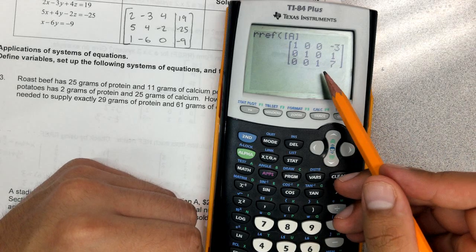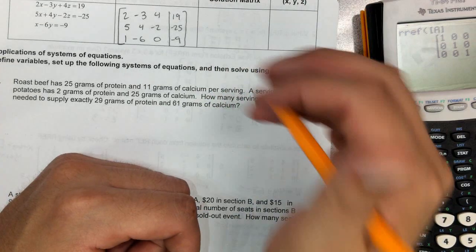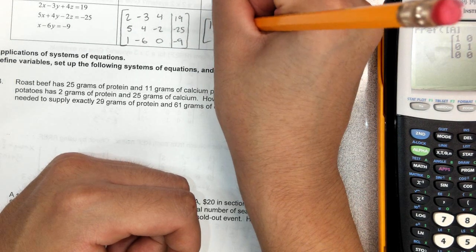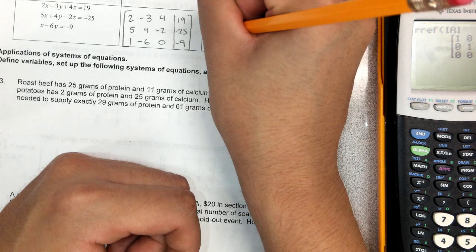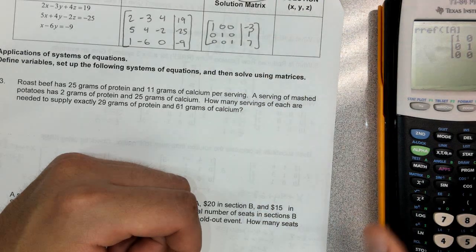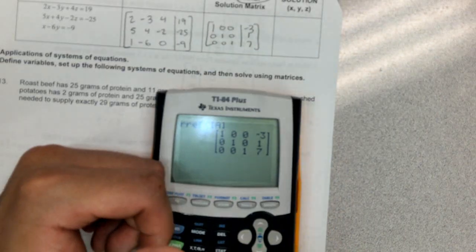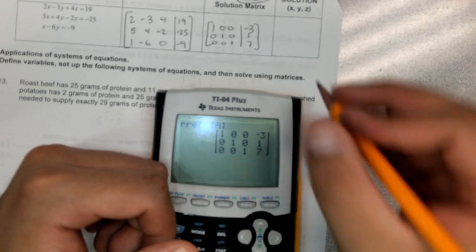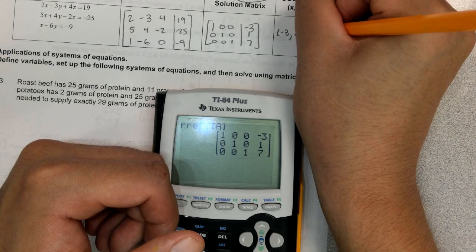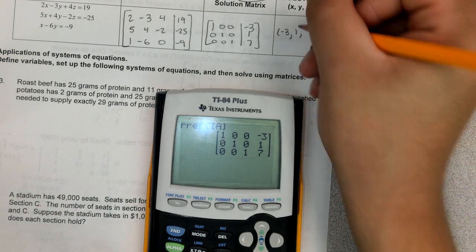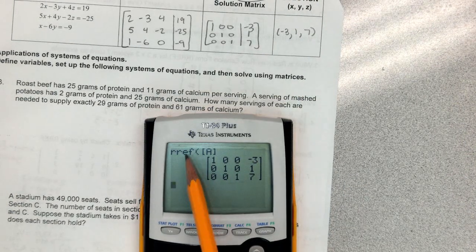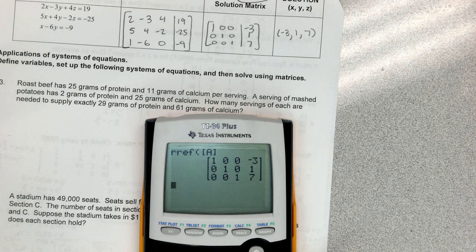So this form gives you the solutions right away. Alright, so the matrix that we have is 1, 0, 0, negative 3; 0, 1, 0, 1; 0, 0, 1, 7. Alright, so this first row is telling us that x equals negative 3. Second row, y equals 1. From the third row, z equals 7. So this will give you the solution right away, RREF.